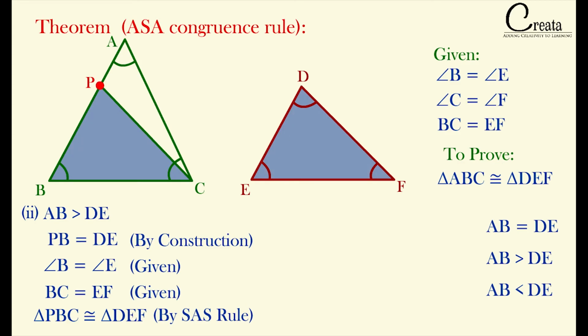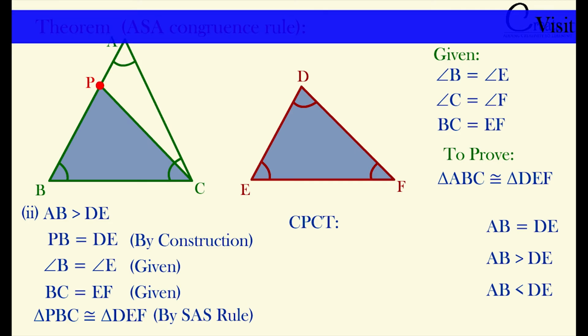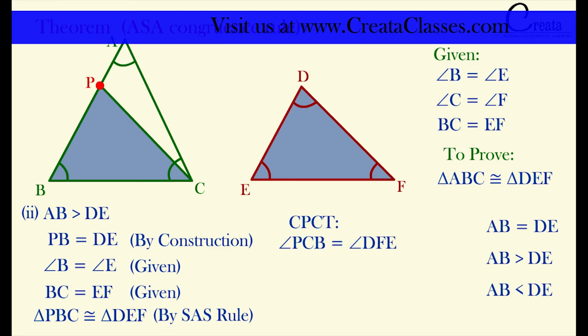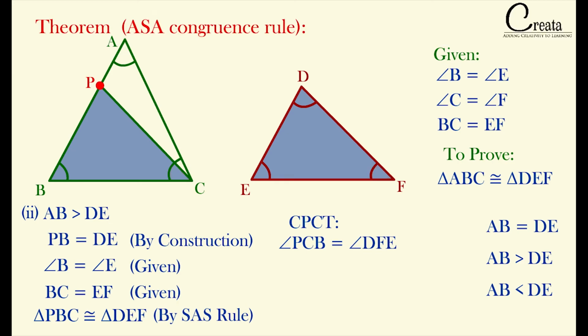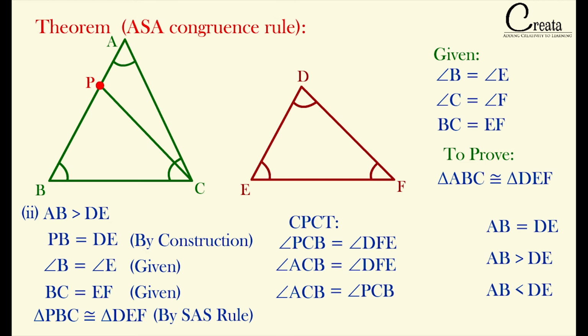Since the triangles are congruent, their corresponding parts will be equal. CPCT, corresponding parts of congruent triangles, are equal. So angle PCB will be equal to angle DFE. But we are given that angle ACB is equal to angle DFE. So angle ACB will be equal to angle PCB. We have compared both the equations. So we got angle ACB is equal to angle PCB.